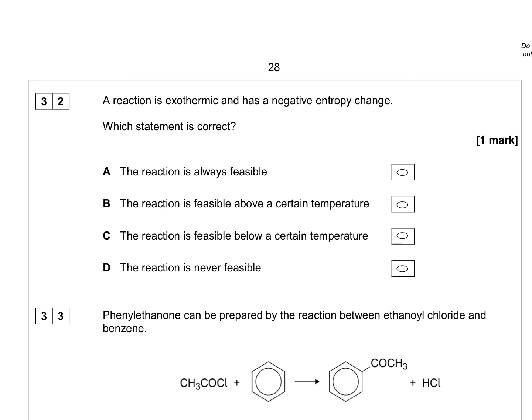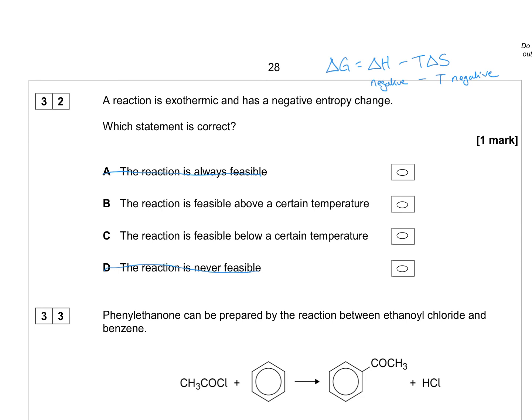For 32, it says if a reaction is exothermic and has a negative entropy change, which statement is correct? Let's just remind ourselves, delta G is delta H minus T delta S. If delta H is exothermic, that means it's negative. And the entropy change is also negative. So we're ending up with a negative, take away the temperature times something negative. And for it to be feasible, delta G needs to be negative overall. So depending on the size of that temperature, we're doing a minus minus.